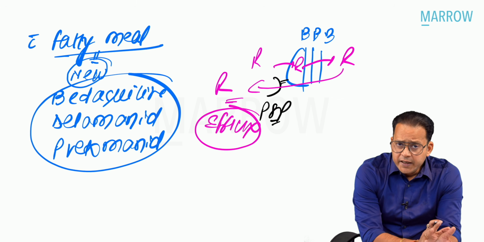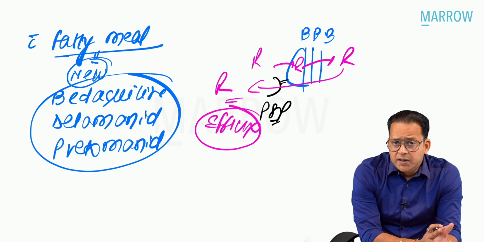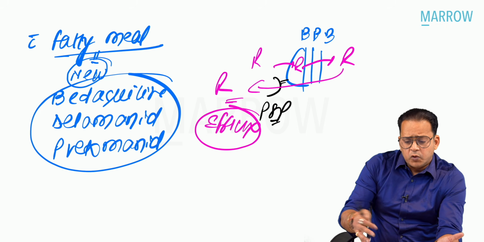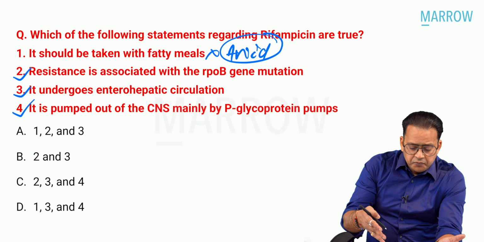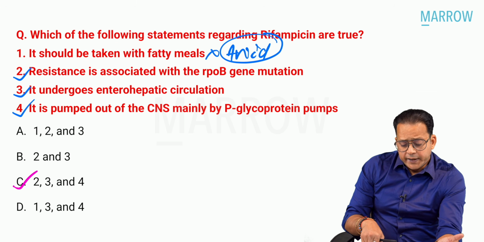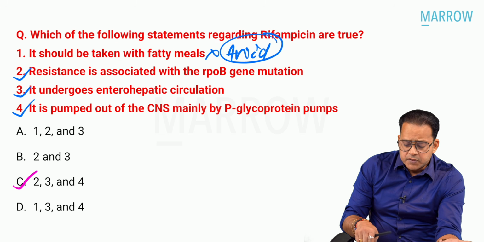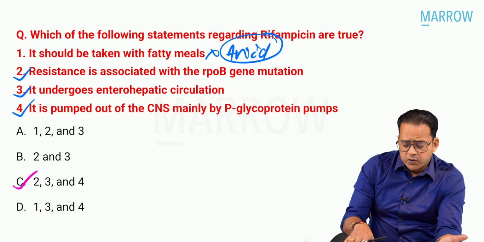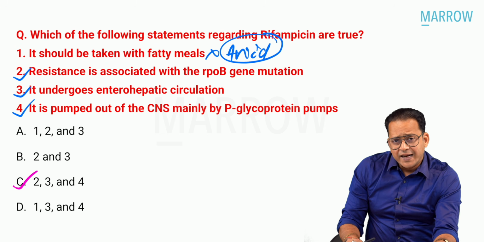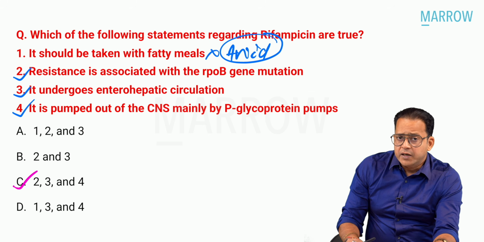Any drug that is a substrate for the P-glycoprotein pump can get efflux from the blood-brain barrier. This is what I've taught you already, right? So 2, 3, 4. So where do we have? Option C. 2, 3, 4. These are correct, guys. All right. So it is pumped out of CNS mainly by P-glycoprotein pumps is an important aspect of PGP if you have not gone through the main videos. So guys, if you want to crack INI-CET, you must go through the main videos, right?